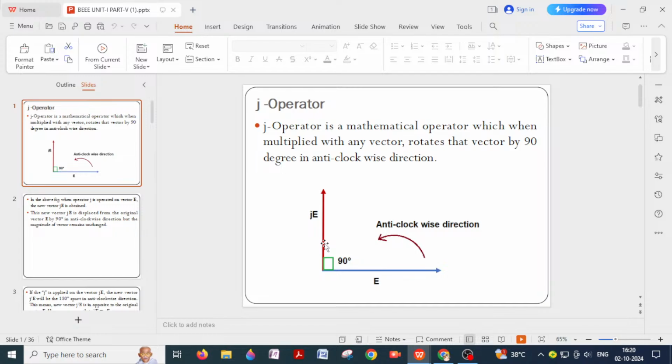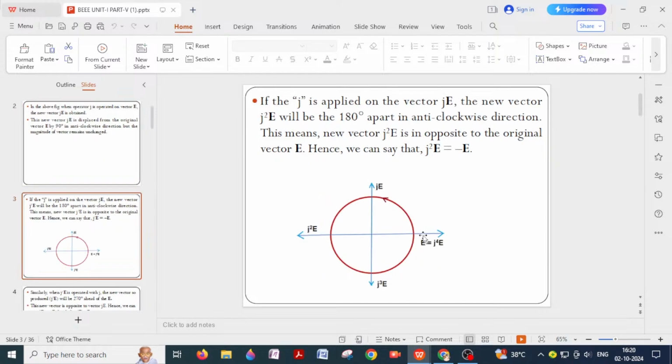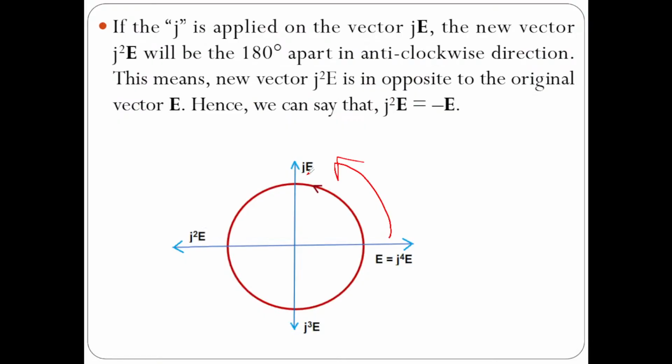Let us consider a complete circle which has been divided into 4 quadrants. Here E is my vector. So I am multiplying E by J. What will happen when E is multiplied by J? There will be an angular displacement of 90 degrees. So when J is multiplied with E, it will become JE. Again, if I multiply JE with J, there will be an angular displacement of 90 degrees in the anti-clockwise direction.